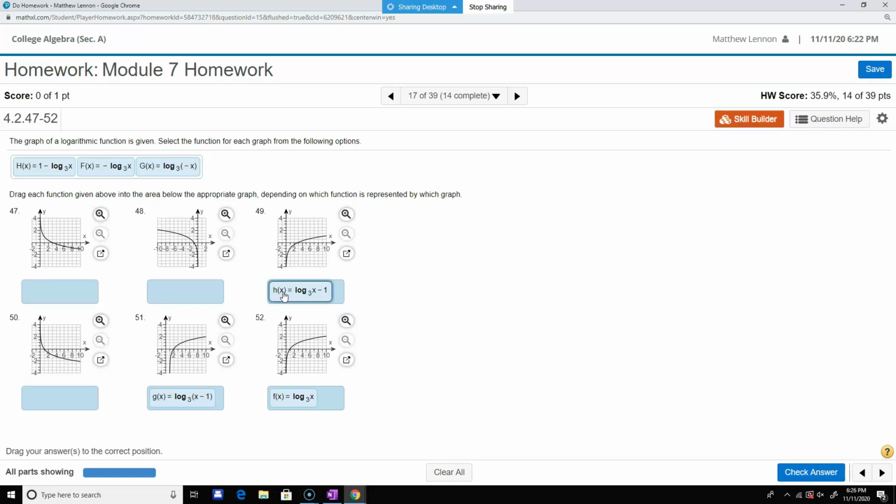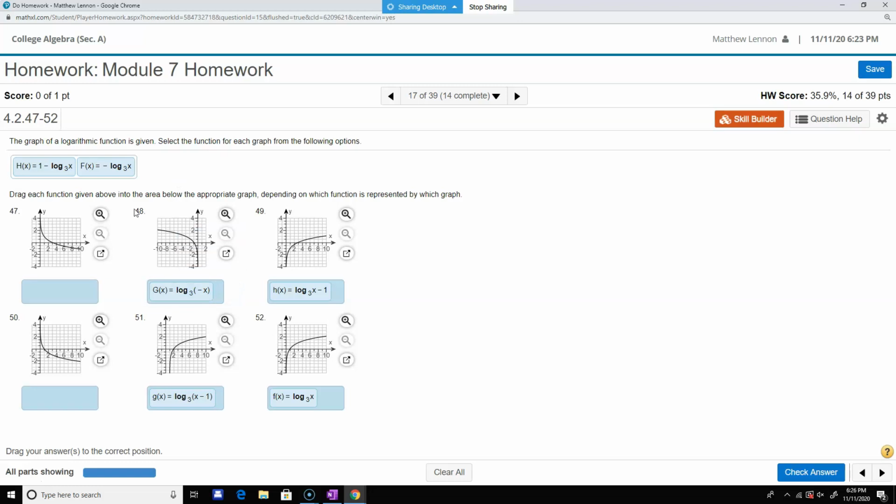All right. So now what do I see? I see a bunch of things that involve reflections. According to the formula, what is the simplest reflection? Well, it's capital G of x, and that capital G of x has a negative inside the parentheses. That is a reflection across the y-axis. So if you take your original graph, number 52, and reflect it across the y-axis, you would get the graph for number 48.